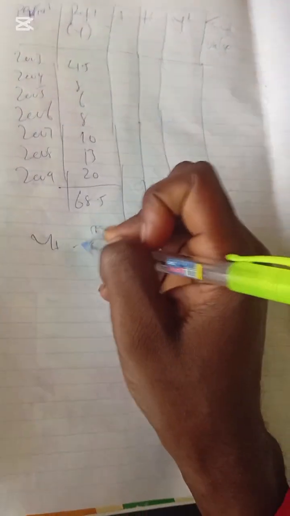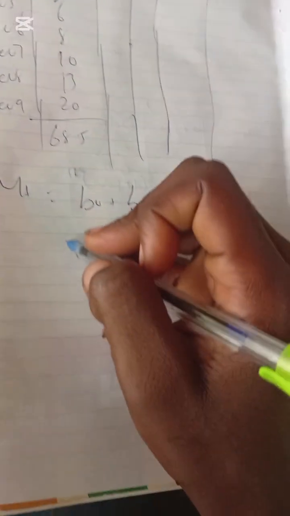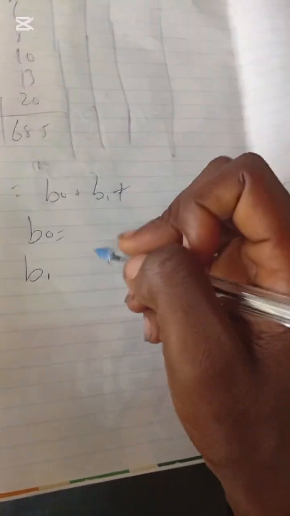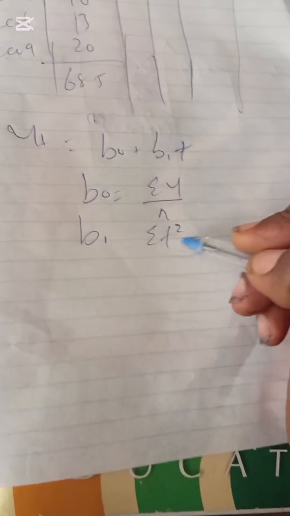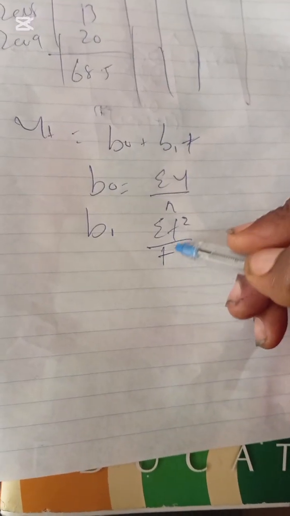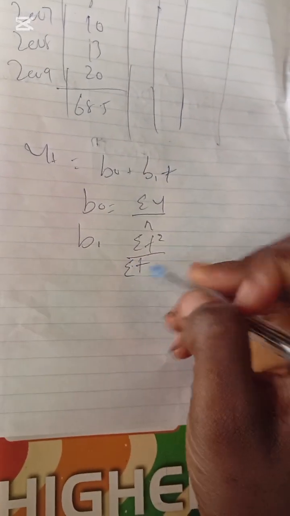Actually, I think the thing that I see down in your textbook says YT equals BO plus B1T or something like that. That is actually the formula. See, this is easy. You have to find BO, B1, then what? The T is usually here, right? So BO is as easy as saying summation Y over N. B1 is as easy as saying summation T squared divided by summation T. So those ones will be determined by you. I'm just telling you how to get it.